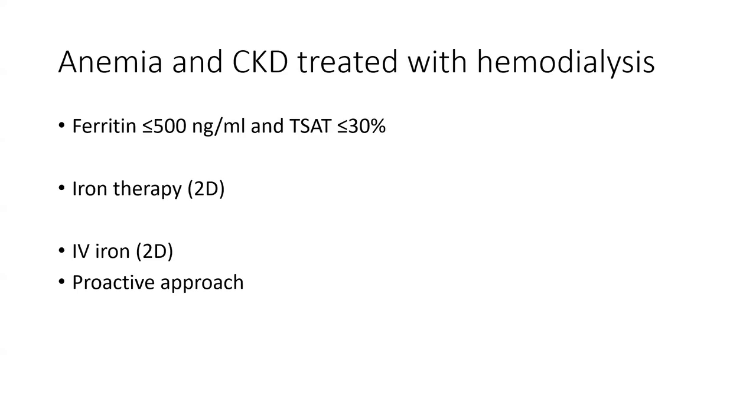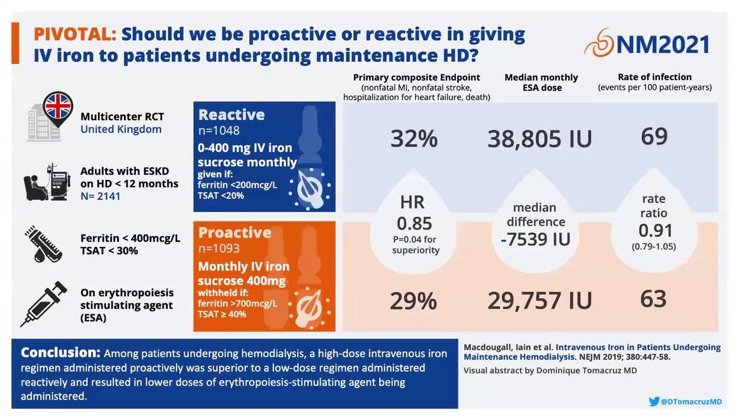So this practice point, the proactive approach, probably came from the PIVOTAL study. The PIVOTAL study was a multi-center study where adults with CKD on hemodialysis were selected, and all of them had ferritin less than 400 and TSAT less than 30. And they were on erythropoiesis-stimulating agents.